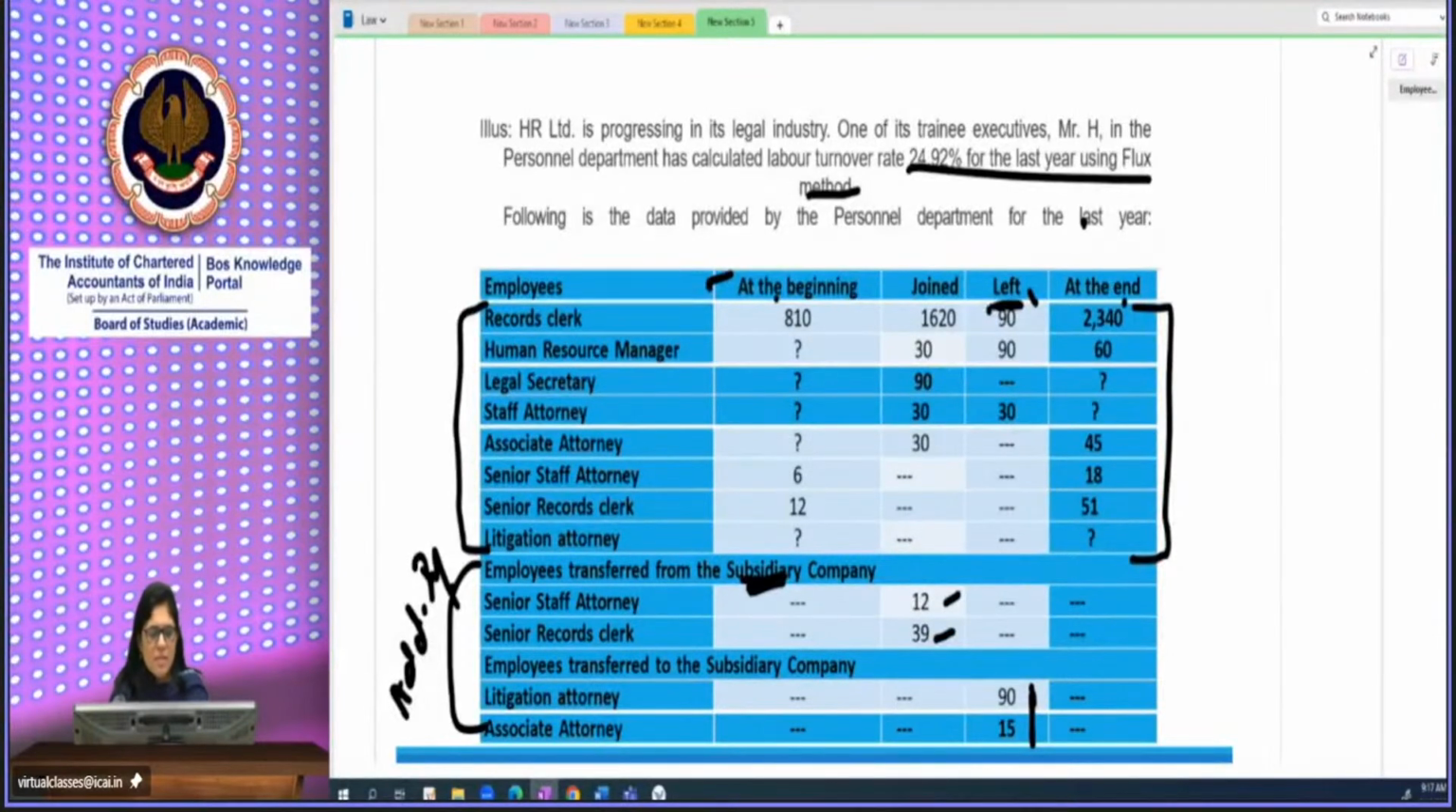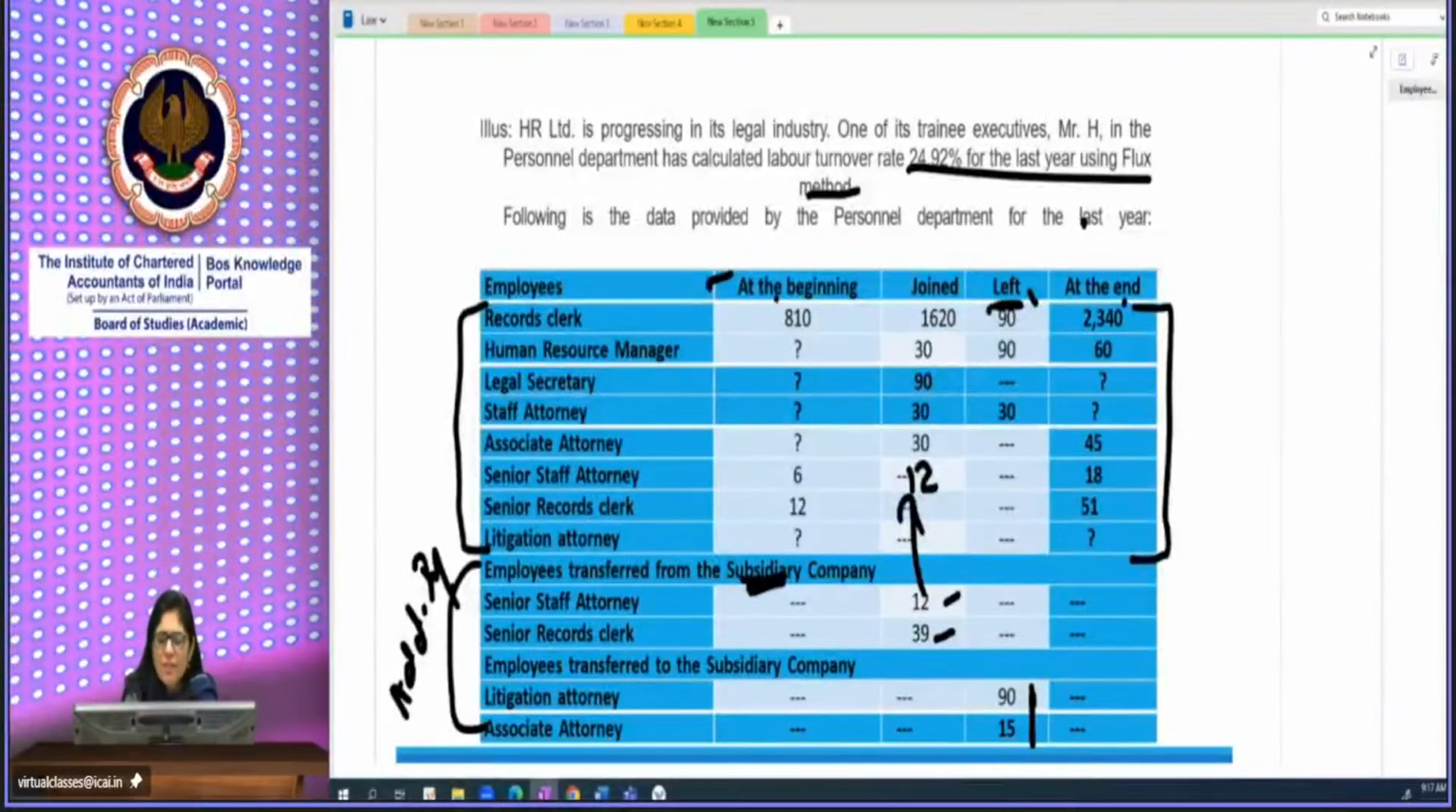All right. So let us put it over here. Litigation attorney. Okay. Senior staff attorneys. 12 senior staff attorneys have joined from the subsidiary company. So I'm writing it over here.